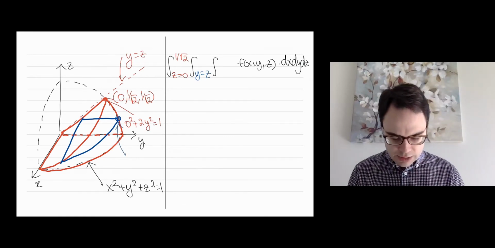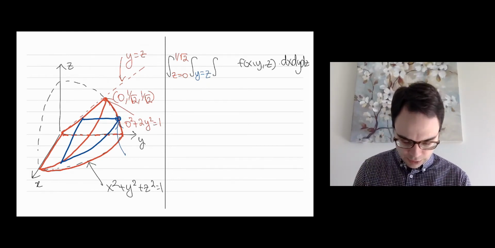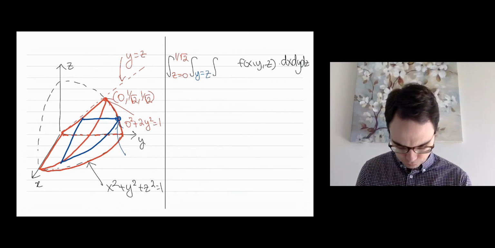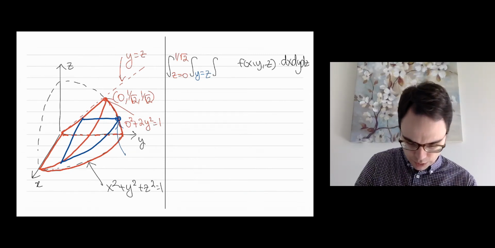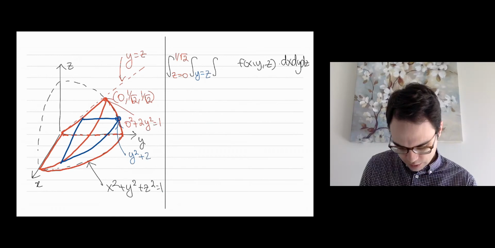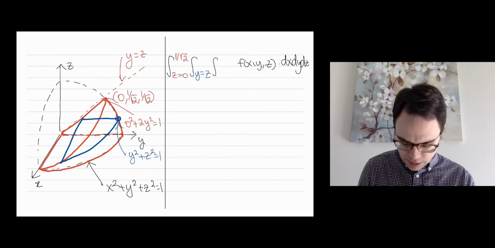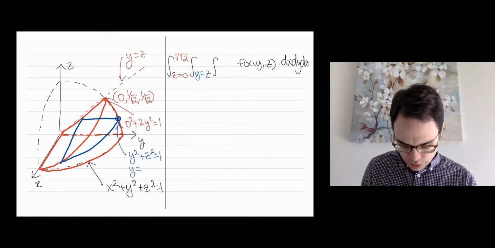On this point, I know two things about it. I know it lives on the sphere, and I know that x is 0 there. So on this point, x squared, which is 0, plus y squared plus z squared is equal to 1. So this tells me that on this point, y is equal to the root of 1 minus z squared.